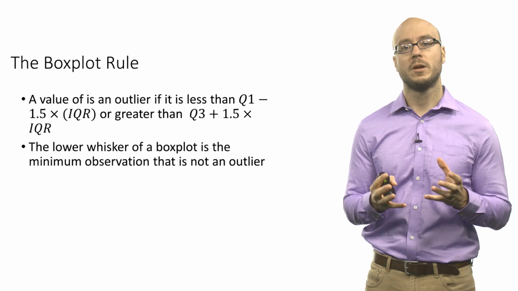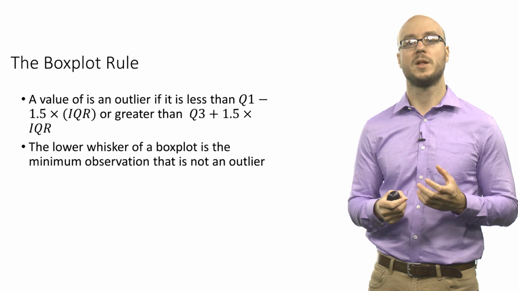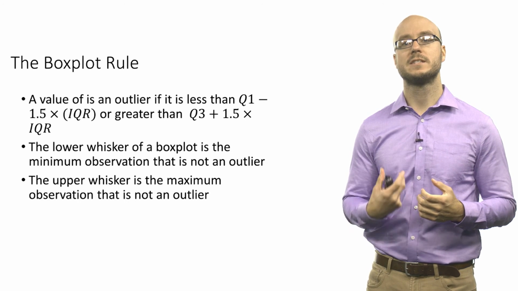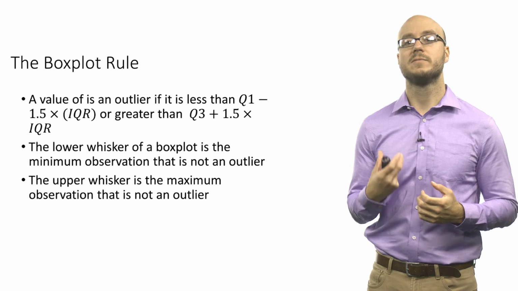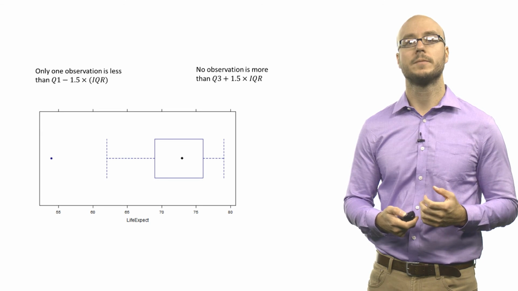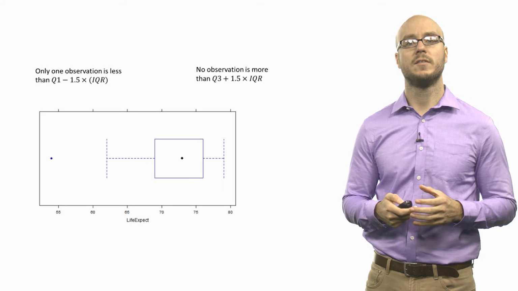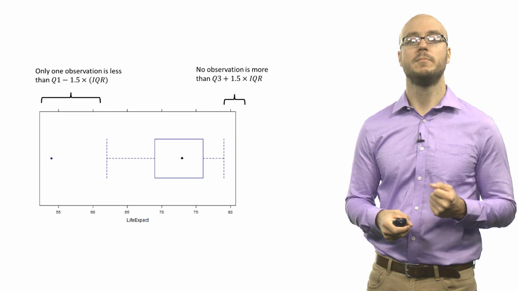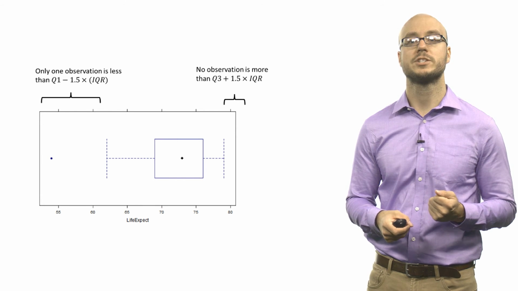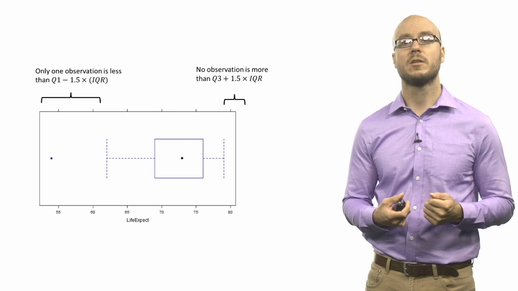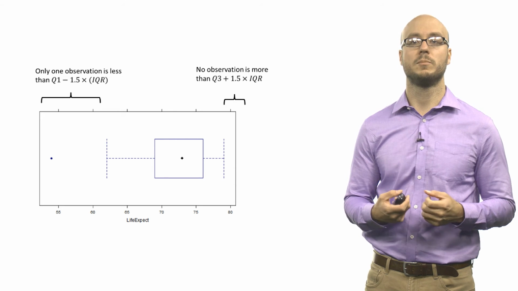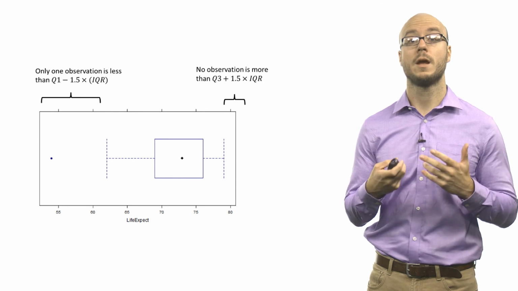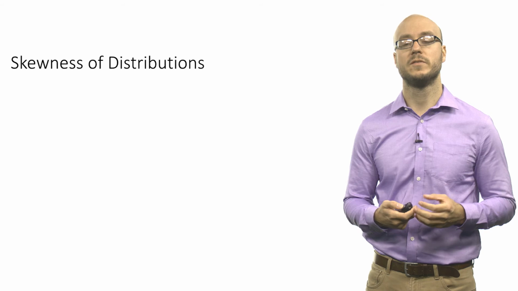So when you look at a box plot, the lower whisker is that minimum observation that is not an outlier. Then the upper whisker is the maximum value of an observation that is not an outlier. So let's look at our set of countries. We only have one observation that is less than the first quartile minus 1.5 times the interquartile range. And we have no observations that are more than the third quartile plus 1.5 times the interquartile range. So based on the box plot rule, we have one outlier in our set of observations.